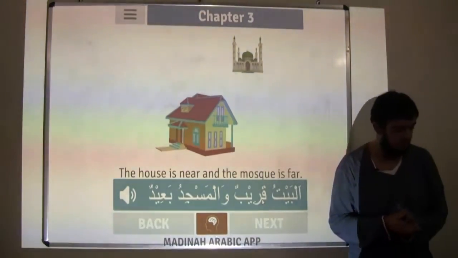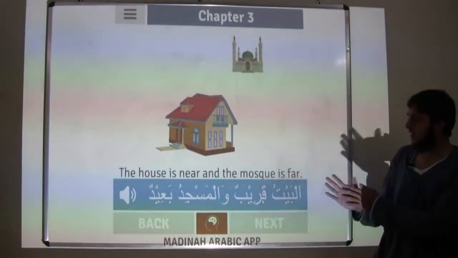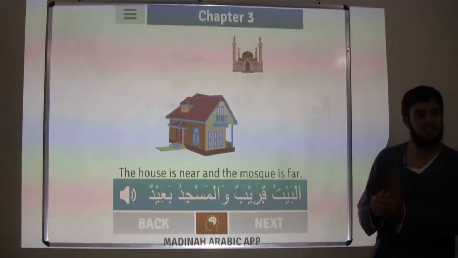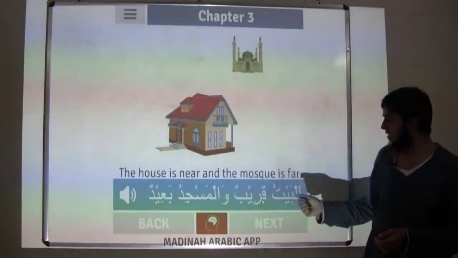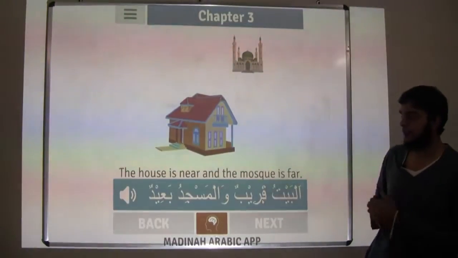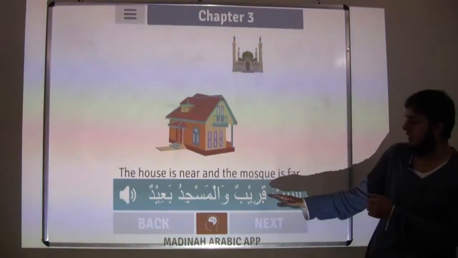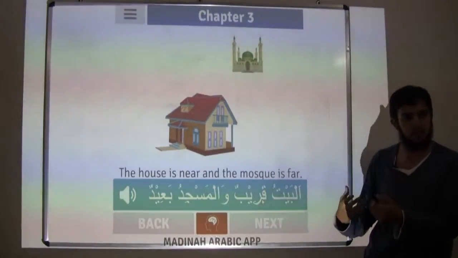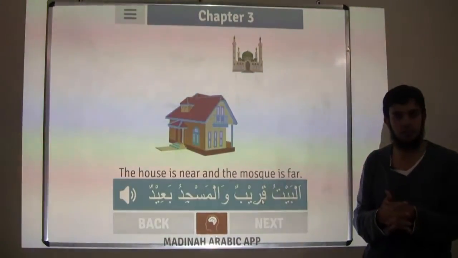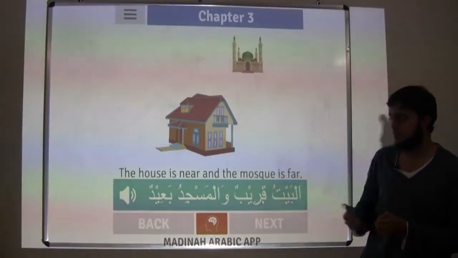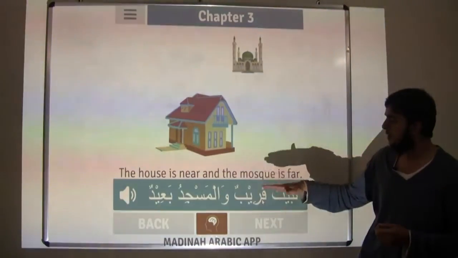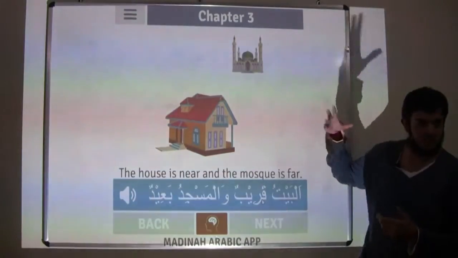Okay. So again we see that we are learning another pair of opposites like Qareeb and Ba'id. As you can even see from the picture, Al-Baytu Qareebun. Qareeb means near. I think we have that in Urdu as well. Qareeb. And Ba'id, it's another new word for you. And Wal Masjidu Ba'idun, the masjid is far away.